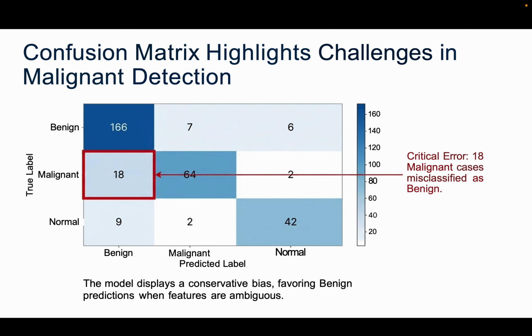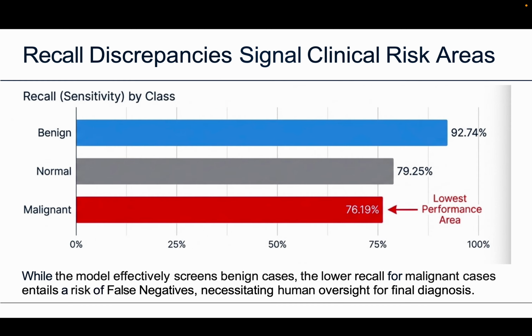This indicates a conservative bias toward benign predictions. Recall values further emphasize this issue. While benign recall is high, malignant recall is the lowest. This increases the risk of false negatives, which is unacceptable in real clinical scenarios.